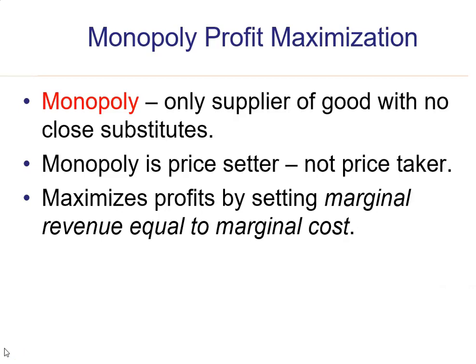A monopoly is said to be a price setter, not a price taker. Who's a price taker? That's the competitive markets. Monopolists, they get to choose the price. And a monopolist maximizes their profits by setting their marginal revenue equal to the marginal cost. And this should be easy to remember because it's the same profit maximization rule that the competitive firm used, setting MR equal to MC.